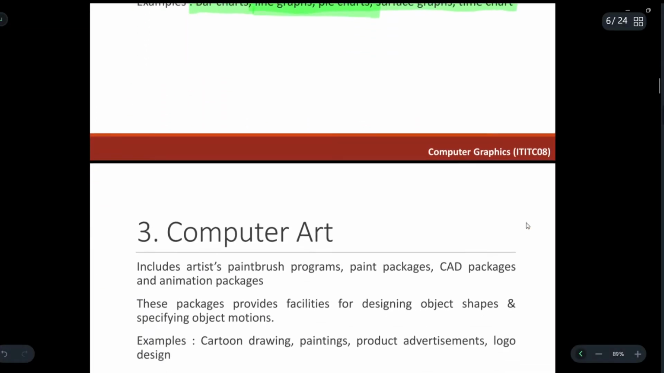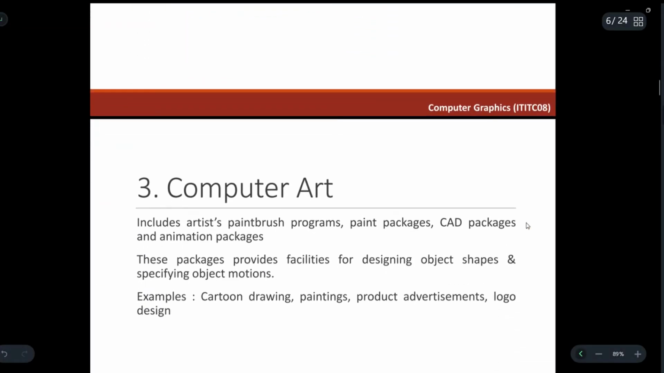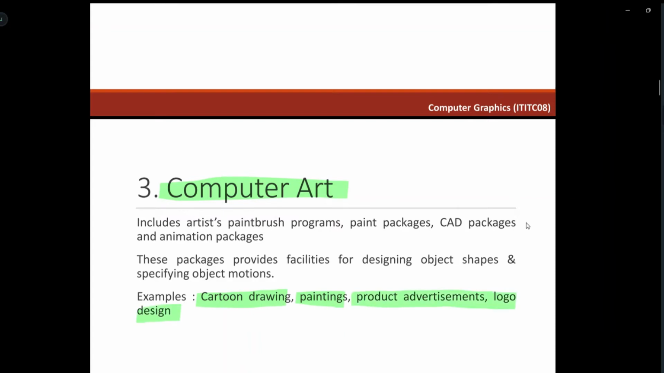Now, thirdly, we have computer art. Computer art simply means that cartoon drawing, painting, product advertisements, and logo design are all included in computer art. These packages provide a facility for designing object shapes and specifying object motions.